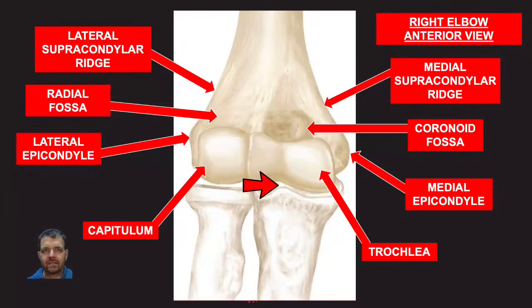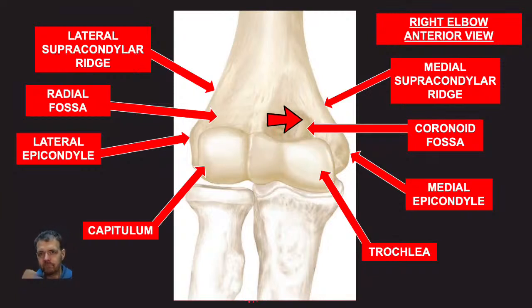So can you guess what that little process is called there? Okay, it's called the coronoid. I'll give it away. So this bit here is the coronoid, and that bit there is the coronoid fossa. So when you flex your elbow, that bit of the ulna fits into that dip just there.